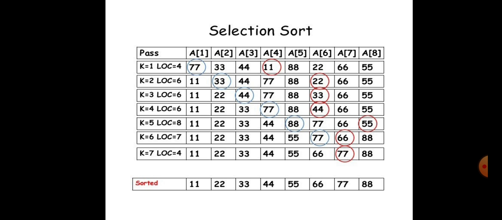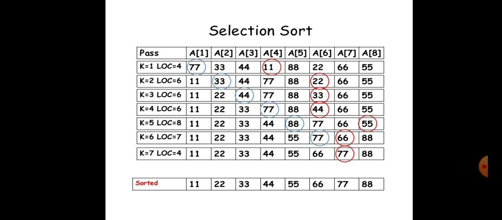This location is equal to 4, which indicates the position of the minimum value of the given array. So in the given array, what is the minimum value? 11. The position of 11 is A of 4, that is 4. So 4 is given as the location.